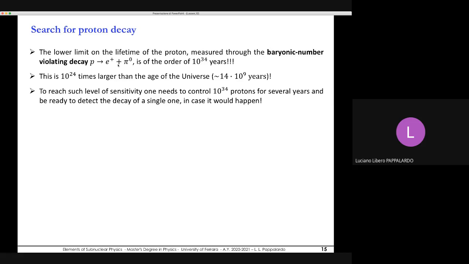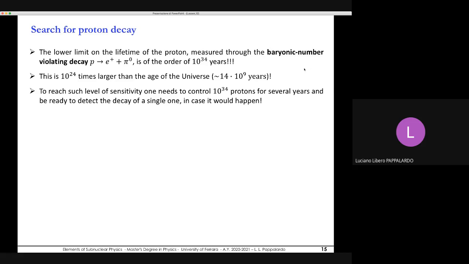Now, the lower limit on the lifetime of the proton is 10 to the 34 years, which is an extremely long time. It is actually 24 orders of magnitude larger than the age of the universe itself, which is 14 billion years, more or less. So to reach such a level of sensitivity, one needs to control 10 to the 34 protons for several years, and to be ready to detect the decay of a single one in case it would happen.